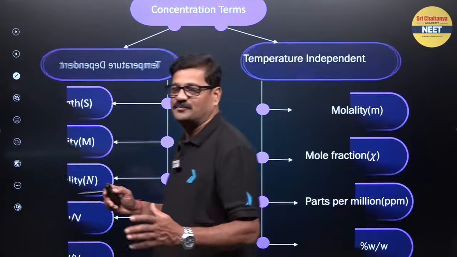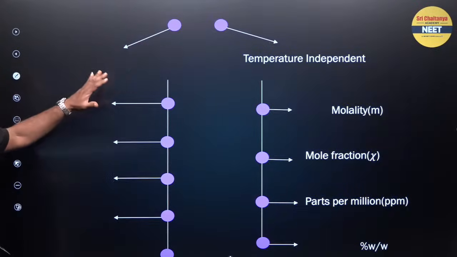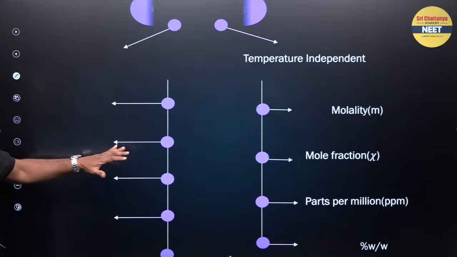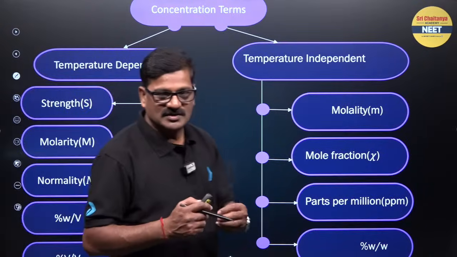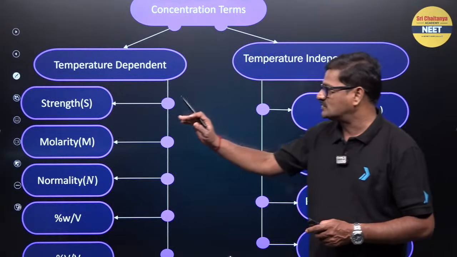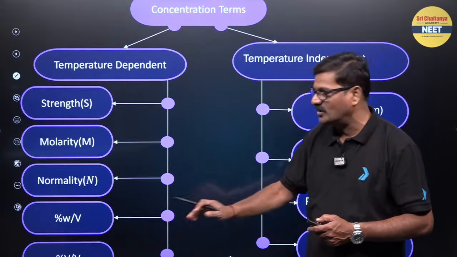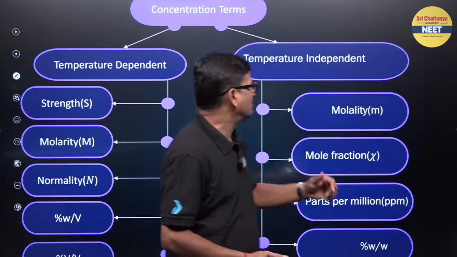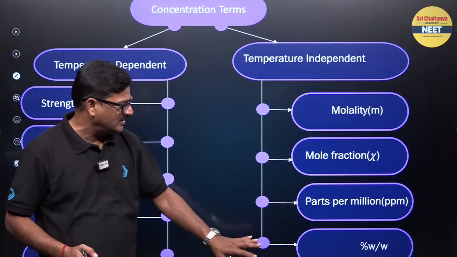Let us see, point number 1 is going to be concentration terms. There are many concentration terms, because to measure the strength of the solution, various concentration terms are used: molarity, normality, weight percentage, volume percentage, and also molality, mole fraction, ppm, and W by W percentage.